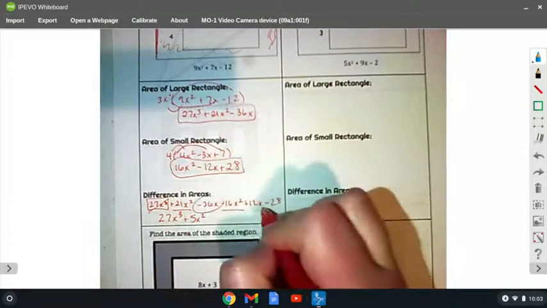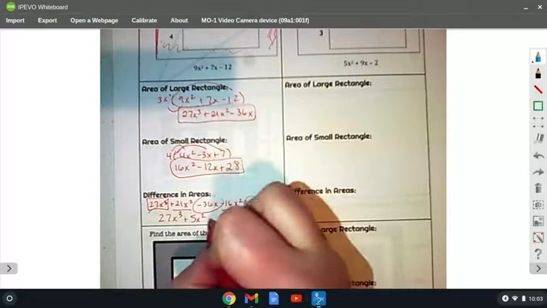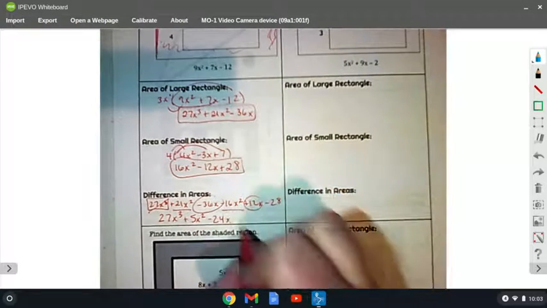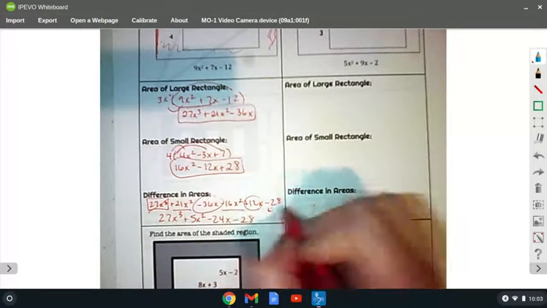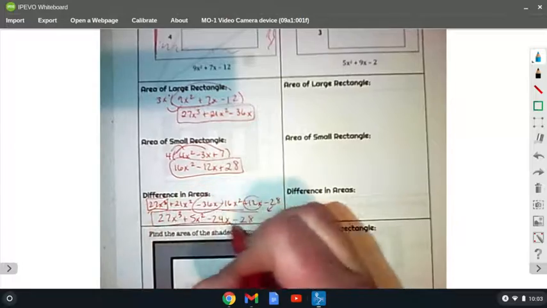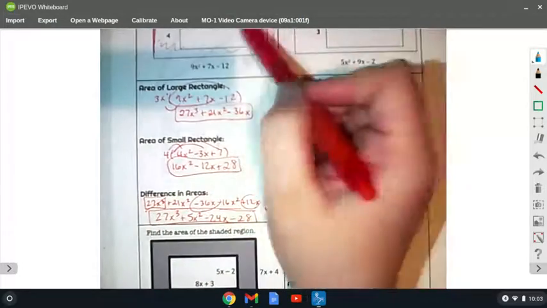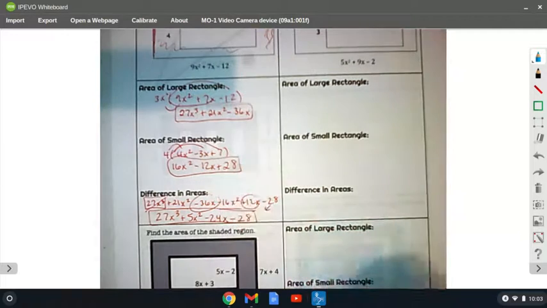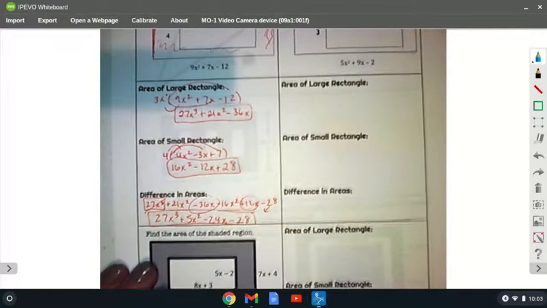Then I have this negative 36x and positive 12x. That's going to give me a negative 24x. And then that negative 28 has no like terms, so I just bring it down. This is the area of this shaded area, the shaded region. It's also just the difference of me doing large rectangle minus small rectangle.